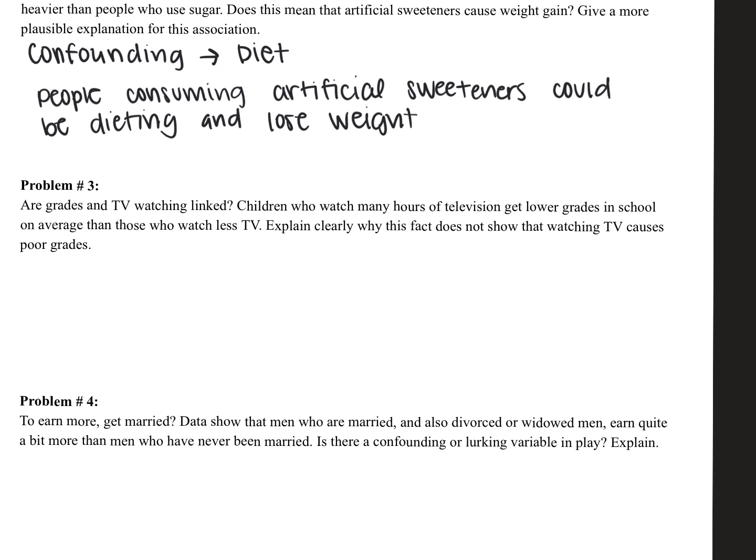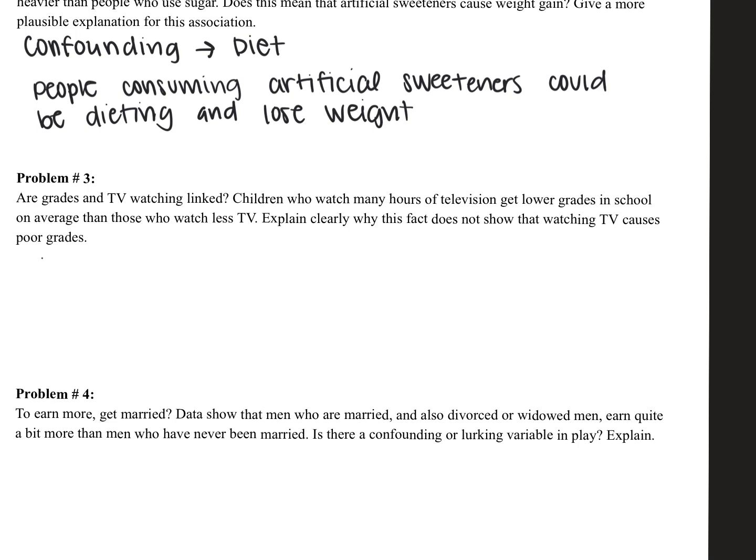Third example says, are grades and TV watching linked? Children who watch many hours of television get lower grades in school on average than those who watch less TV. Explain clearly why this fact does not show that watching TV causes poor grades. So this is an example of a confounding variable. And a confounding variable here could be time. So it's not necessarily that watching TV caused them to do poorly, but the trade-off of time.